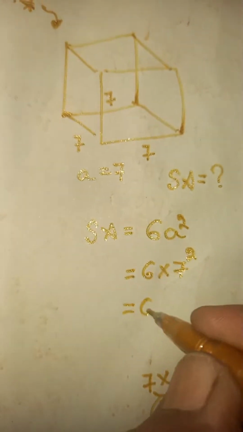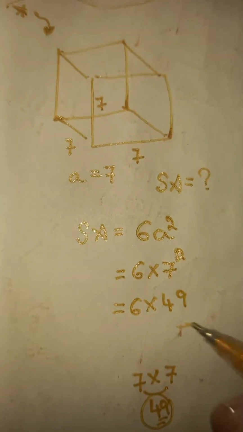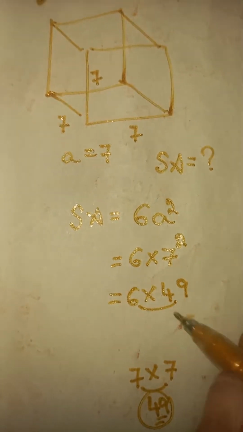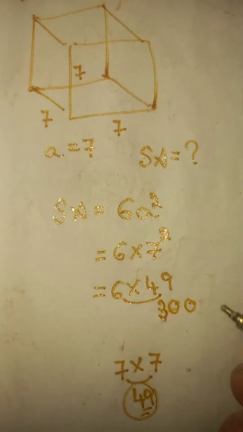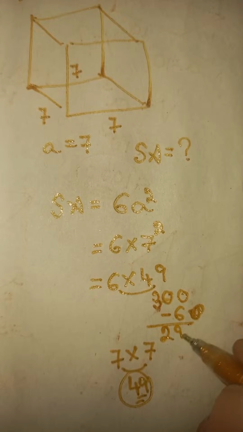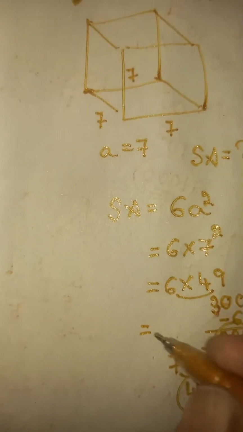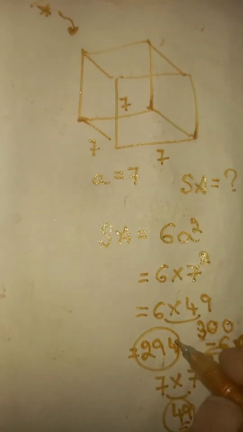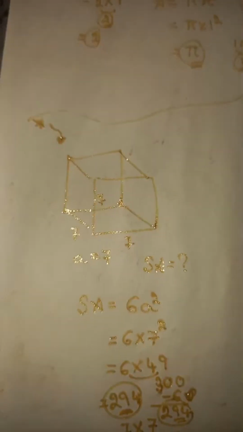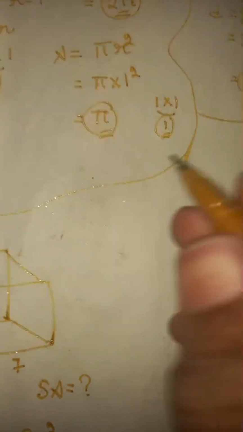So this is 6 times of 49. 6 times of 49, it is easy. 6 times of 50, which is 6 times of 5, 300. And 6 times of 1, 6. So minus 6, which is 294. So this complete surface area of the cube is 294 square units. All surfaces of the cube's area if you found out.